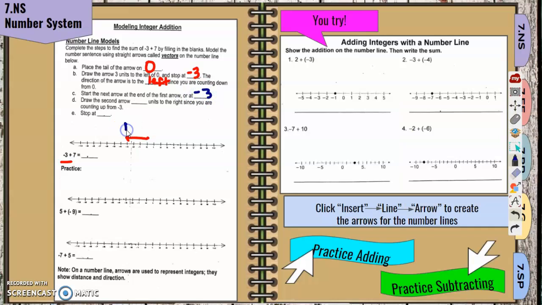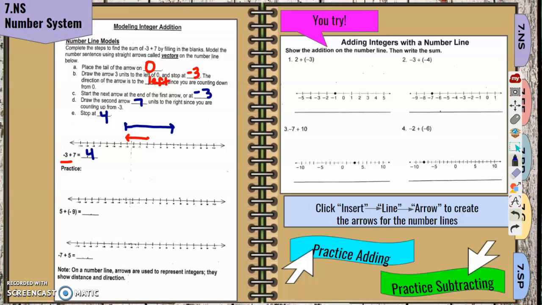So our new arrow, you do a dot or a little vertical line, it's going to start right there at -3. So I've got -3 plus 7. So I'm going to draw the second arrow 7 units to the right since you are counting up from -3. So starting at -3, I'm going to go 1, 2, 3, 4, 5, 6, 7. And I stop at 4. So -3 plus 7 equals 4.